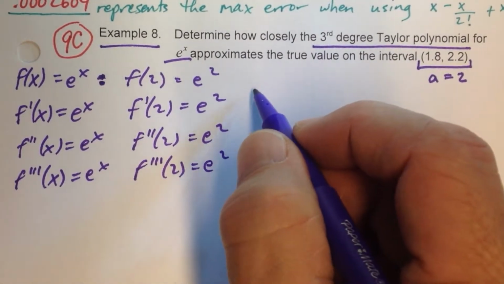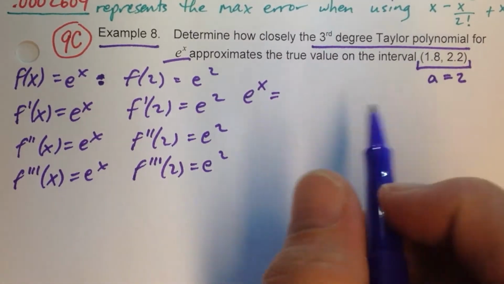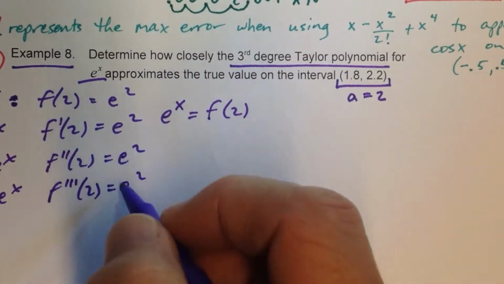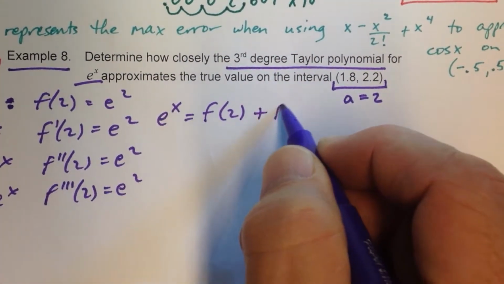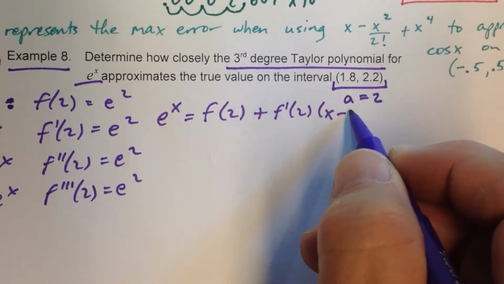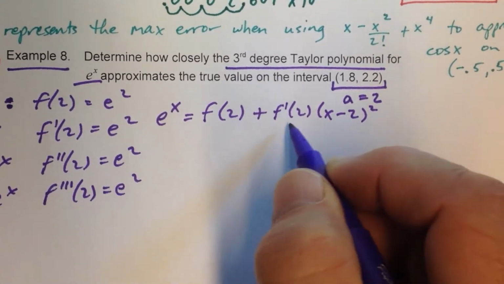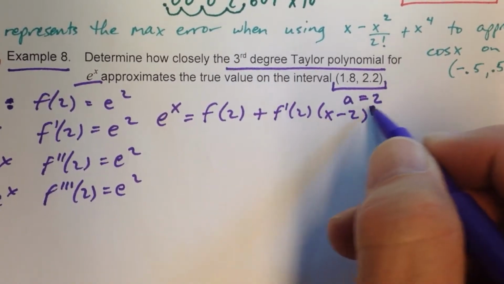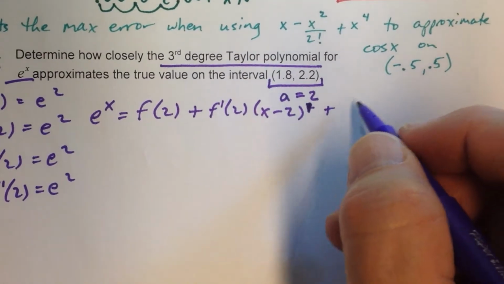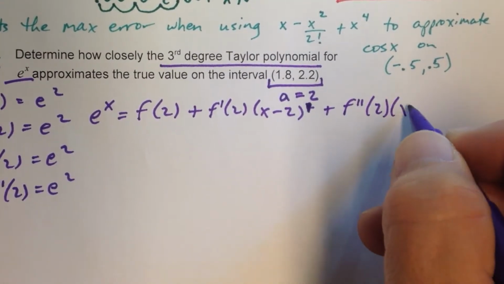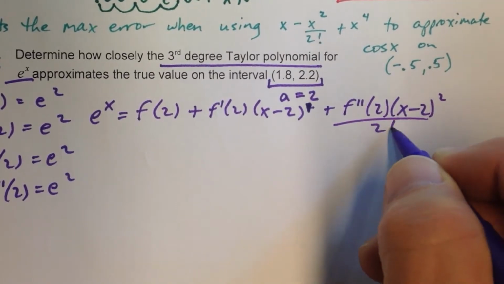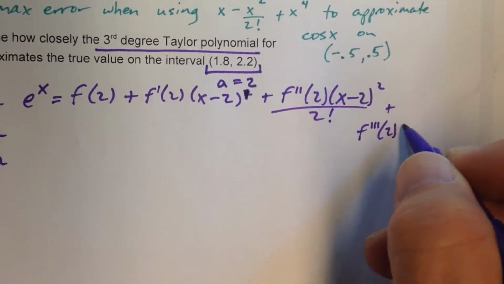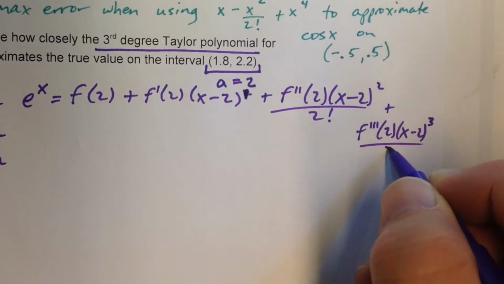Okay, it'd probably be helpful to write out what the Taylor polynomial is in this case: f of 2 plus f prime of 2 multiplied by x minus 2 to the first power, plus f double prime of 2 multiplied by x minus 2 to the second over 2 factorial, plus the third derivative at 2 multiplied by x minus 2 to the third power over 3 factorial.